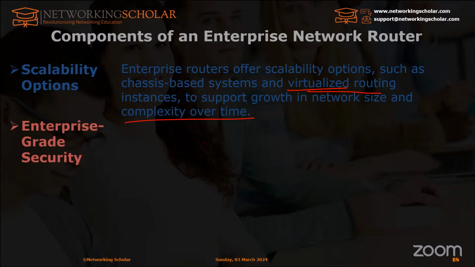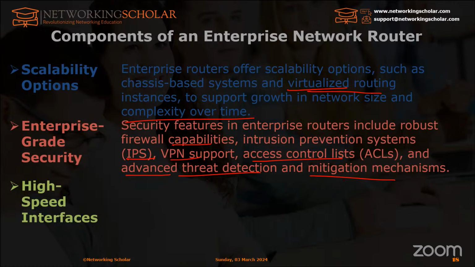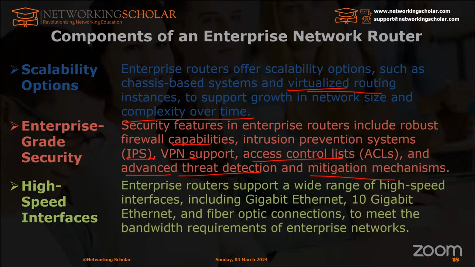Enterprise security guard is there, that is firewall, VPN services, IPS intrusion prevention system, firewall capacity, and ACL it can also support in advanced form. Advanced threat detection is there also for mitigation mechanisms. Then high speed interfaces. It can support 10G, 40G, 100G, so a router can support that.